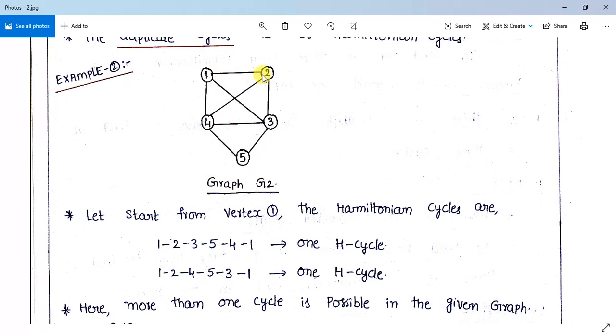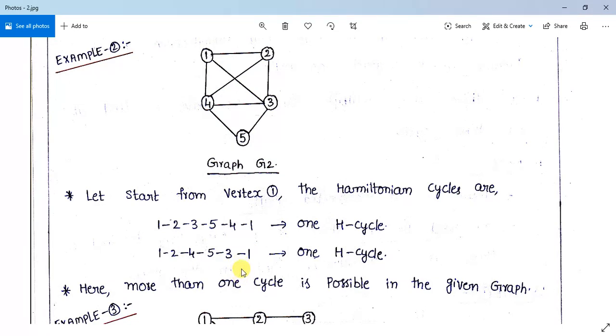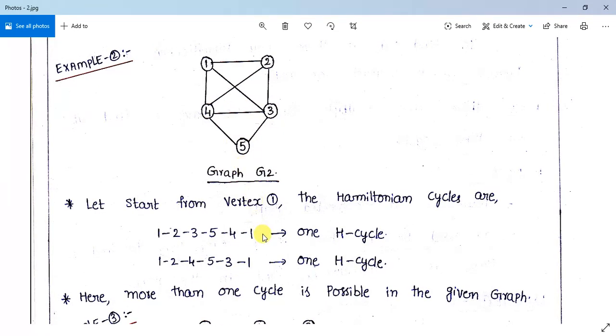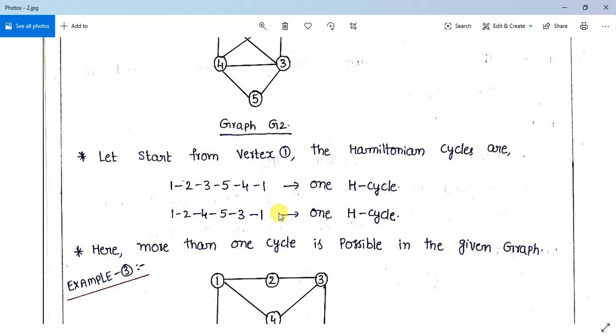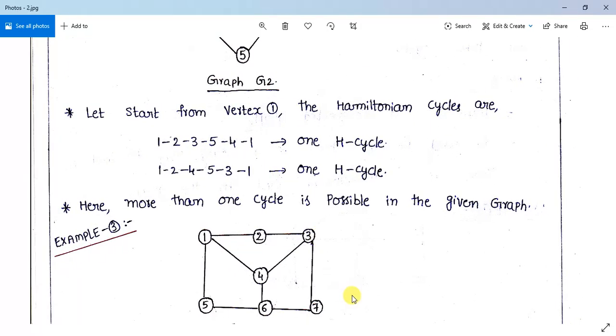Let's see. 1 to 2, 2 to 4, 4 to 5, 5 to 3 and 3 to 1. So this is another Hamiltonian cycle. So in this graph more than one cycle is possible. Like that you may get so many cycles. Okay, so this is one example, and like this you are going to find the Hamiltonian cycle in a graph.